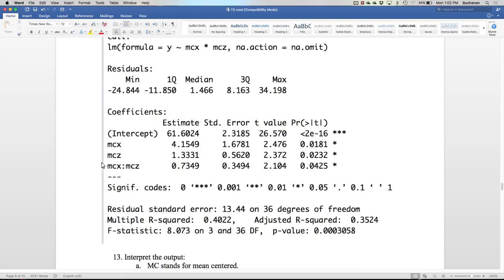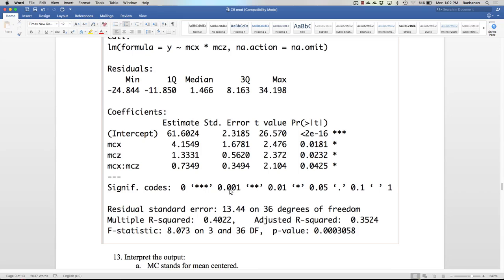So for every one book, we are getting one book greater than average, right? We're getting 4 points on our grade. 36 degrees of freedom, sorry, comes from here, because it's n minus k minus 1, so 40 minus 3 minus 1 is 36, and the p equals 0.02, right? All right, so for every increase in book, we're getting 4 points on our grade.